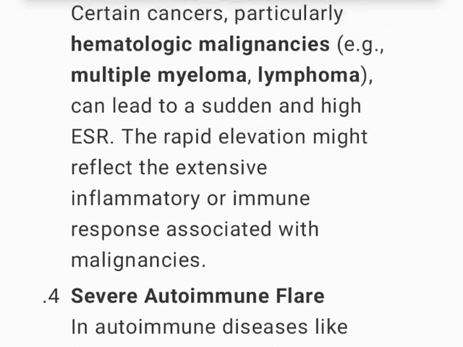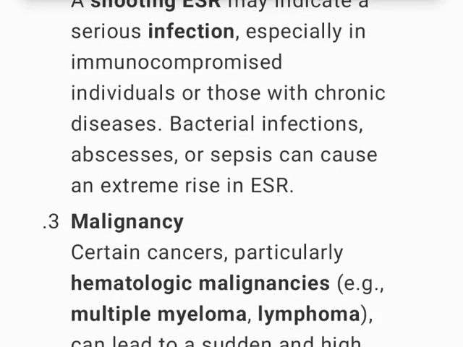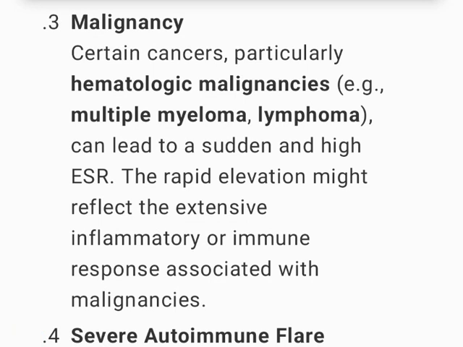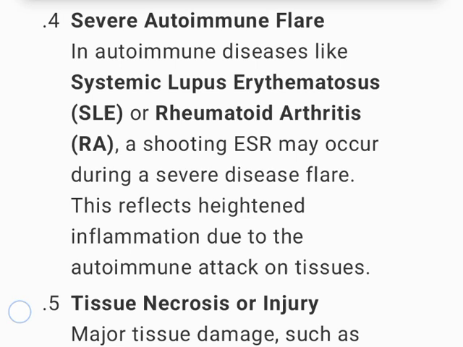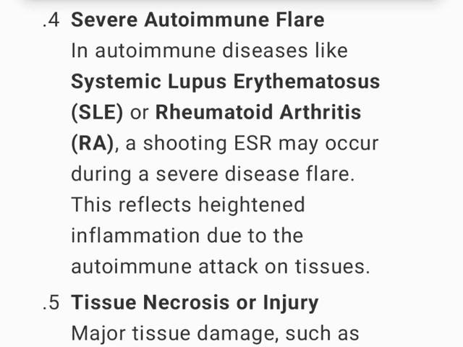3. Malignancy. Certain cancers, particularly hematologic malignancies, e.g., multiple myeloma, lymphoma, can lead to a sudden and high ESR. The rapid elevation might reflect the extensive inflammatory or immune response associated with malignancies. 4. Severe autoimmune flare. In autoimmune diseases like systemic lupus erythematosus, SLE, or rheumatoid arthritis, RA, a shooting ESR may occur during a severe disease flare. This reflects heightened inflammation due to the autoimmune attack on tissues.